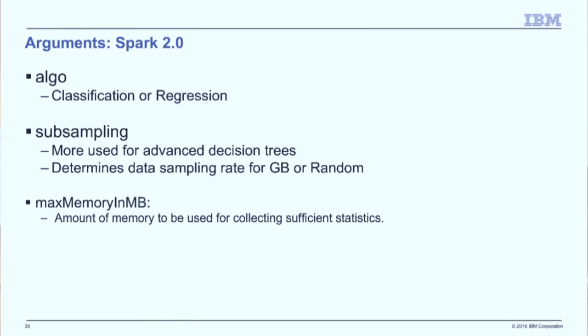So in Spark 2, there are some other choices you need to make. So algorithm is one choice. This is where we pick classification or regression. And that's a new feature in 2. So Spark 1.6 didn't have the regression option.